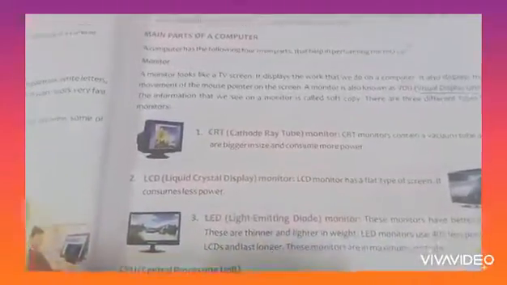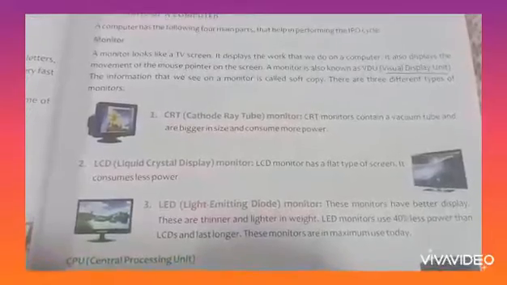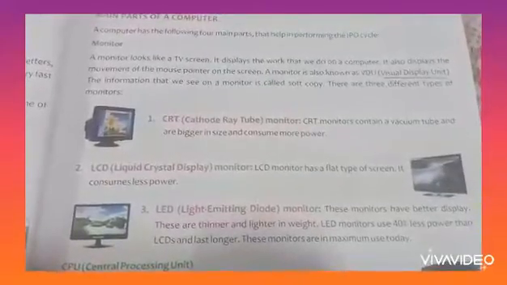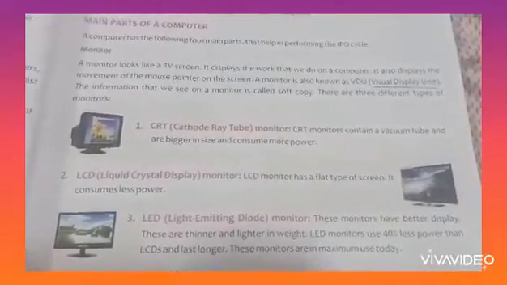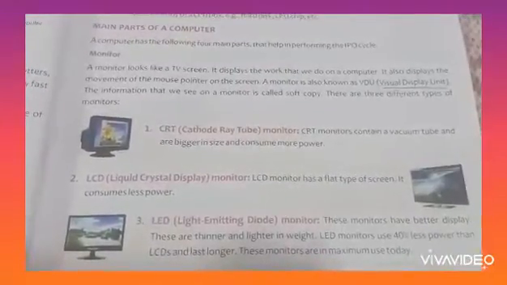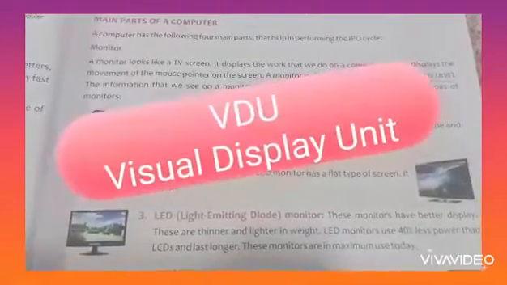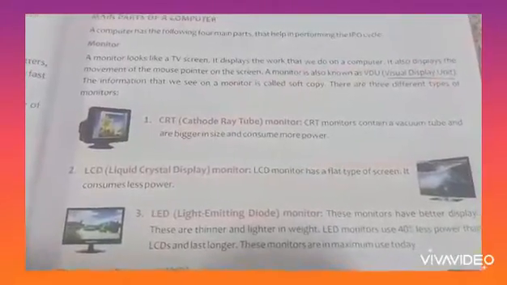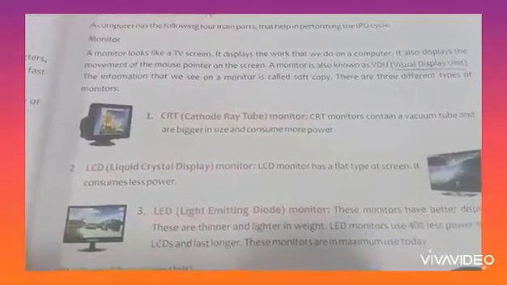So first of all, I will tell you what is a monitor. A monitor looks like a TV screen. It displays the work that we do on a computer. It also displays the movement of the mouse pointer on the screen. A monitor is also known as VDU, Visual Display Unit. The information that we see on a monitor is called soft copy.